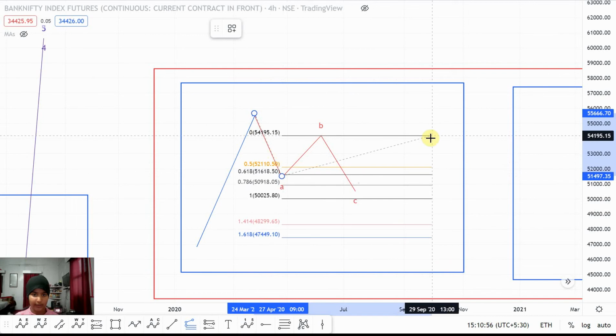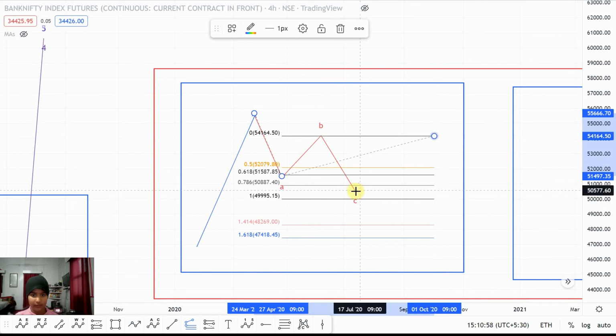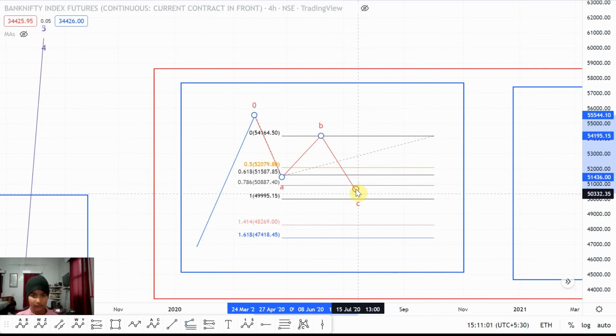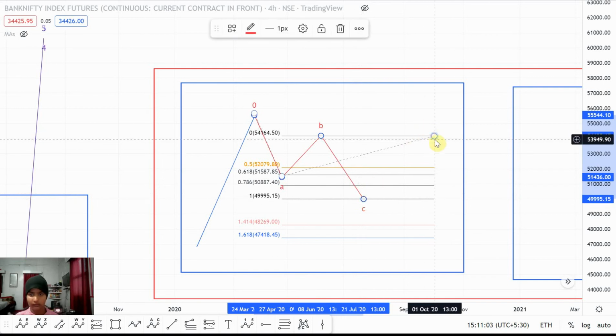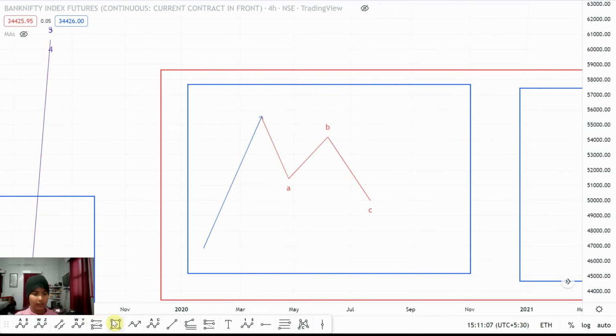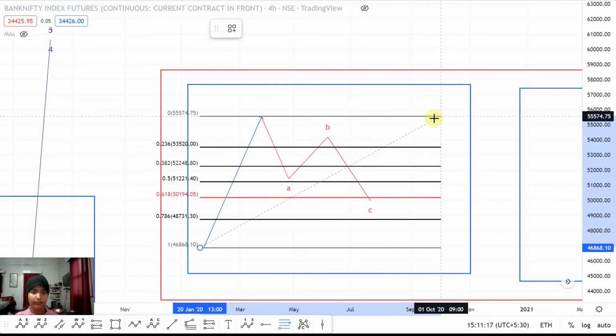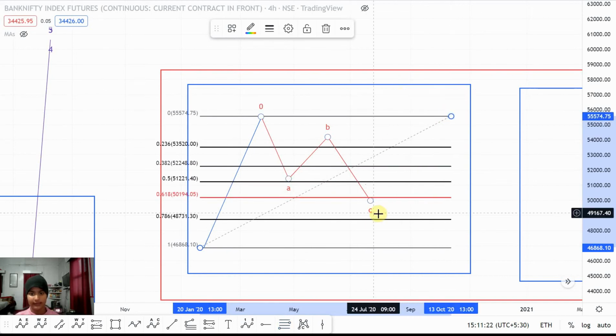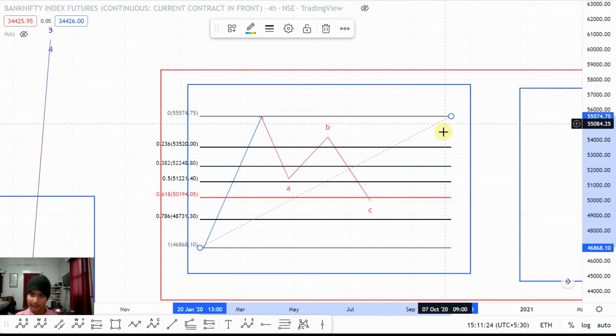let's put it at 1, and now let's see where our impulse and this correction has come by putting a fib. This has come to our golden ratio level.